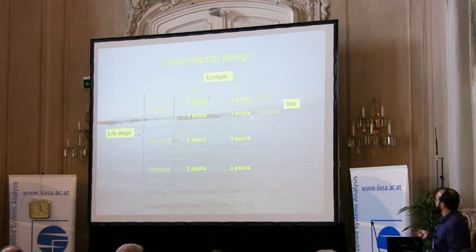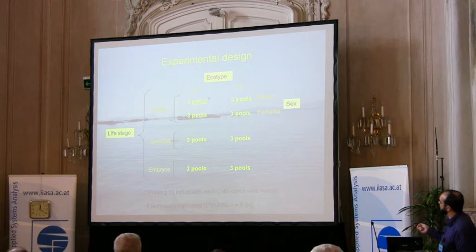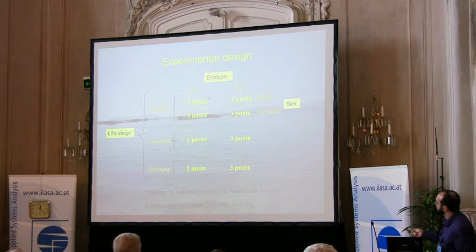The experimental design that we use is shown here. We use different pools of specimens. For each pool we used 10 different specimens, so in total we used 240. And we studied three different factors: ecotype, crab protected and wave exposed; sex, males and females; and life stage, different ages: embryos, juveniles, and adults.